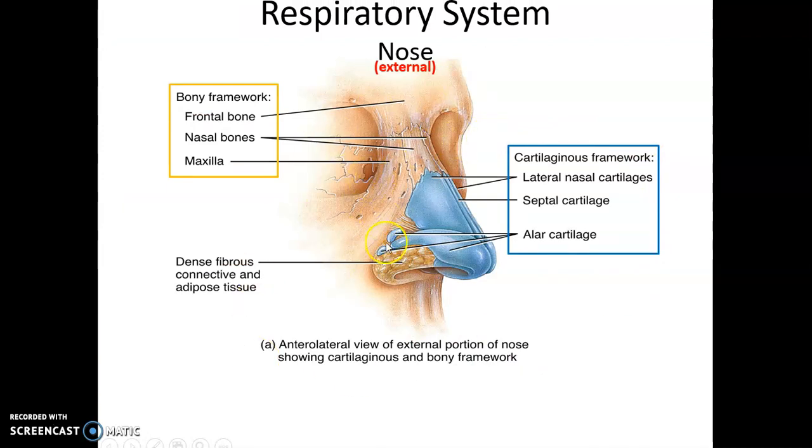All right, the nose. That lovely structure on the anterior side of the head is composed of bone structures, frontal bone, nasal bone, maxilla, as well as cartilage. It has a cartilaginous framework and some additional connective tissue.